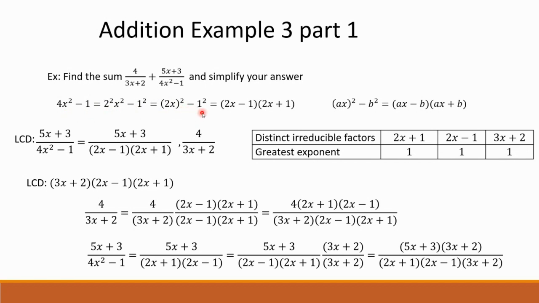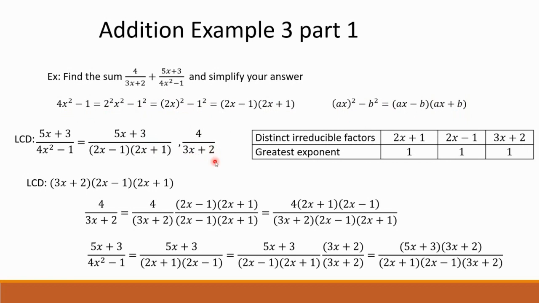Now we have a difference of two squares, just like before. We have this rule. And using this rule, we can write this denominator as 2x minus 1 times 2x plus 1. In other words, we factored it. So now these denominators are factored, which is good.